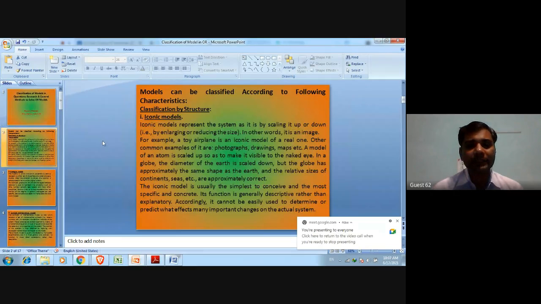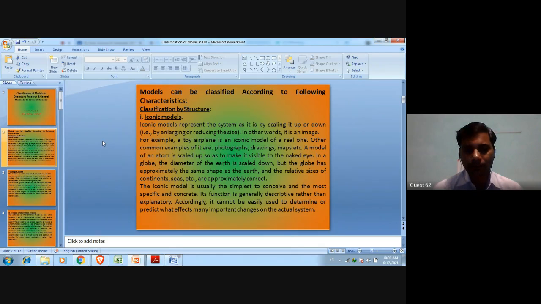Actually, you have already studied what a model is. A model is the representation of reality. So according to the situations or conditions, there are so many models. We will classify these models according to their characteristics or features. The first one is classification by structure, meaning OR models according to structure.